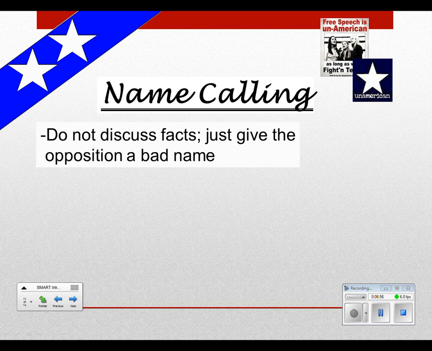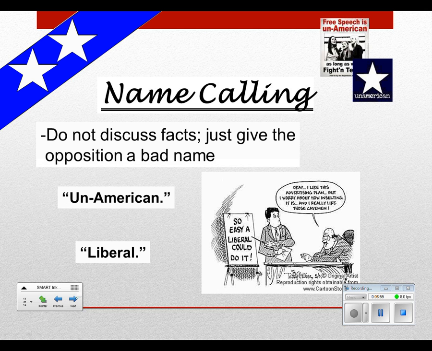All right, this is where you don't discuss the facts. You just give the opposition a bad name, and you want to get it to stick. Liberal has become a pretty bad word in politics recently, so you want to try and say liberal Joe Biden, or liberal Brad Schneider, stuff like that, or Tea Party candidate Rob Dole. You want that name to kind of stick on the person.